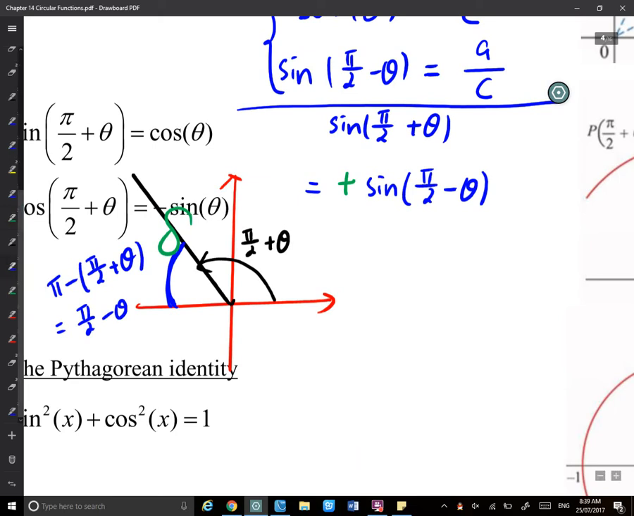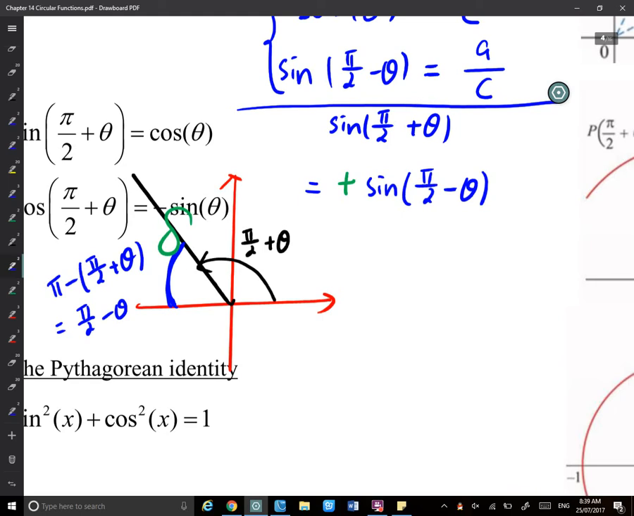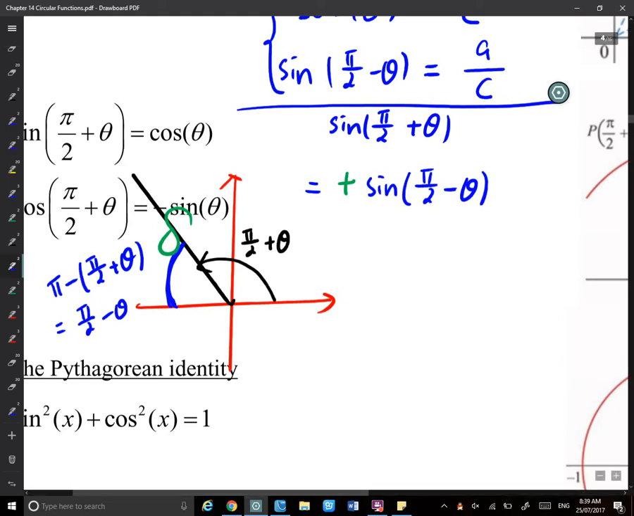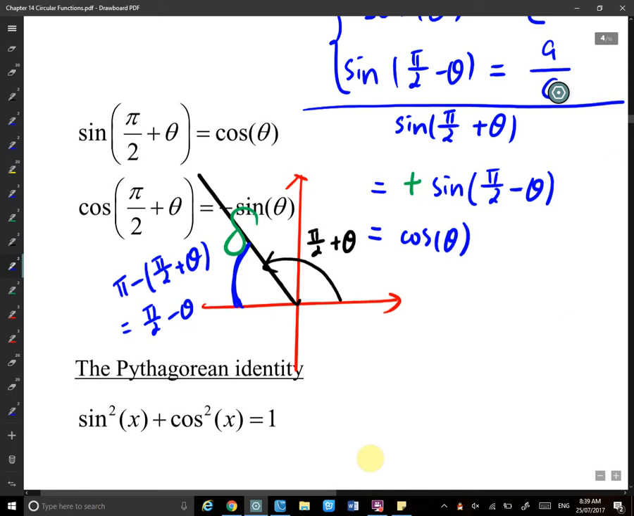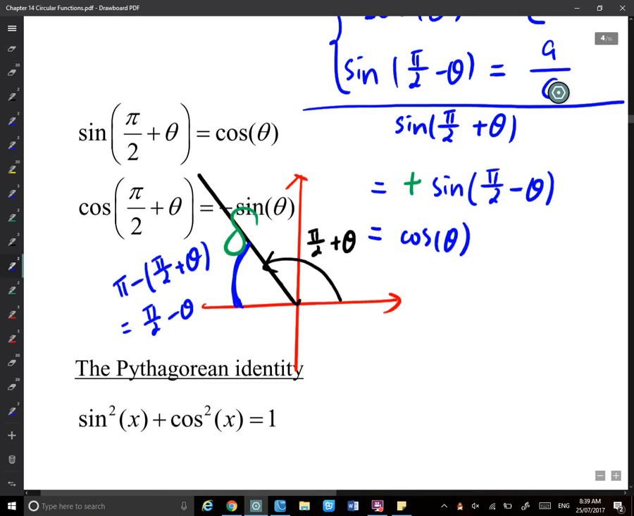And again, this question goes back to what we have learned before. What is sine of pi over 2 minus theta? We just learned that on the previous line. That's cosine theta. So that's why sine of pi over 2 plus theta still equals cosine theta.